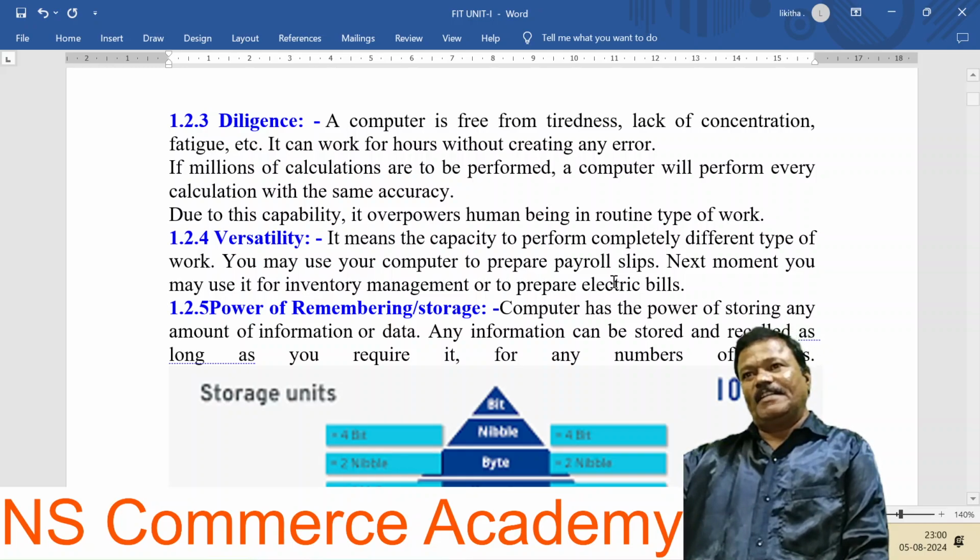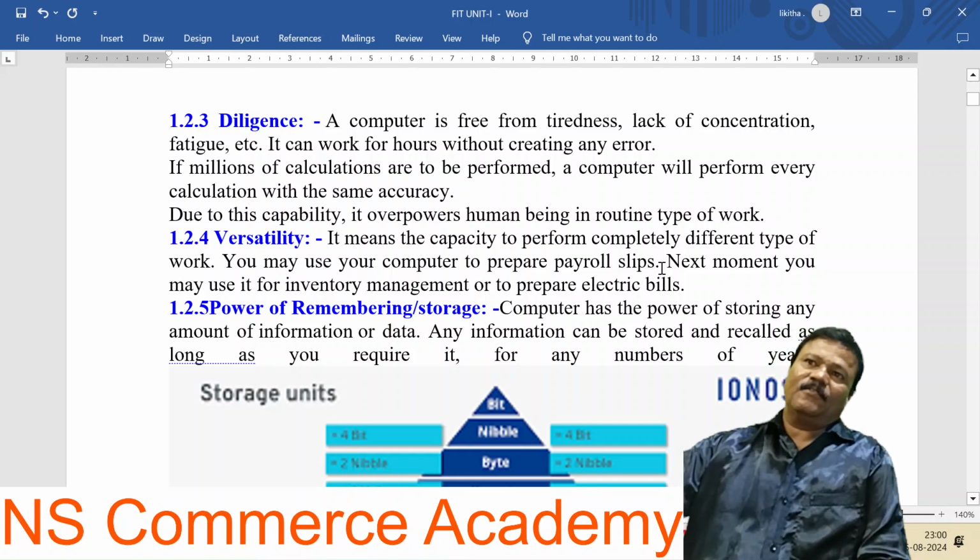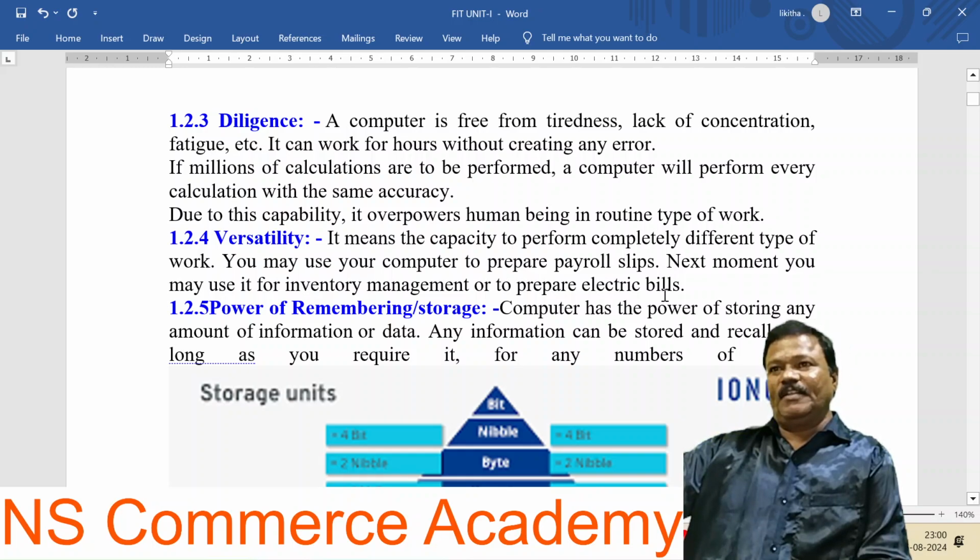So, you can write a document and at the same time you can listen to music. You can have handouts or printouts from the computer system. So, the computer may perform different types of tasks at the same time in an accurate and reliable manner.